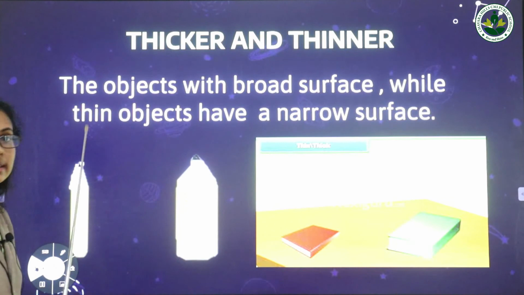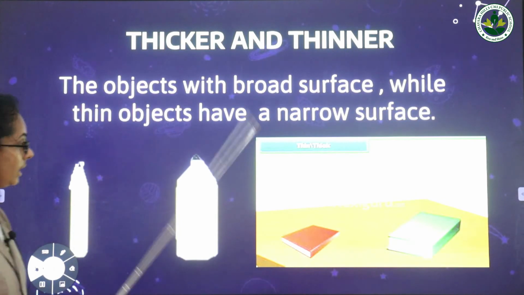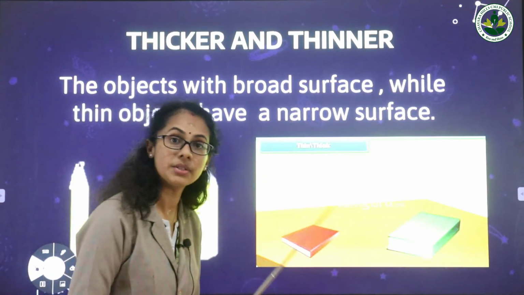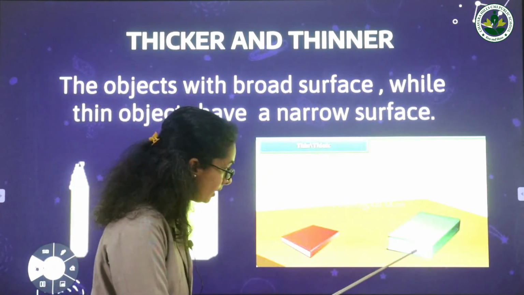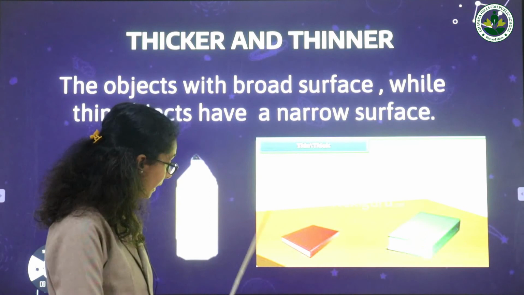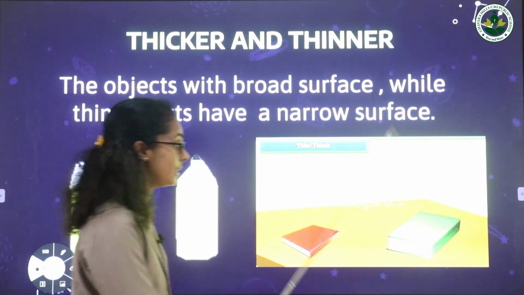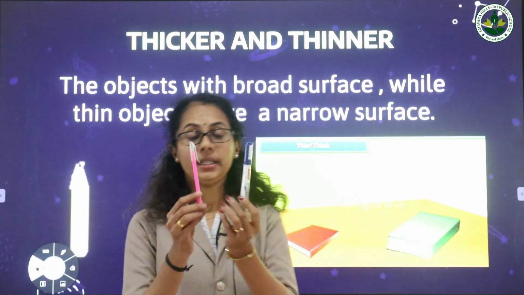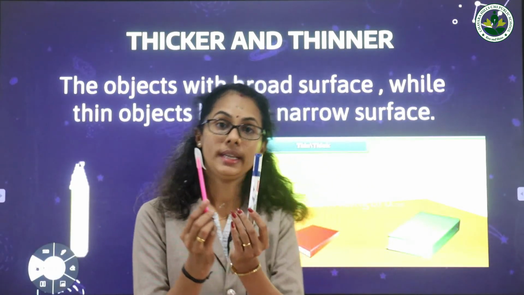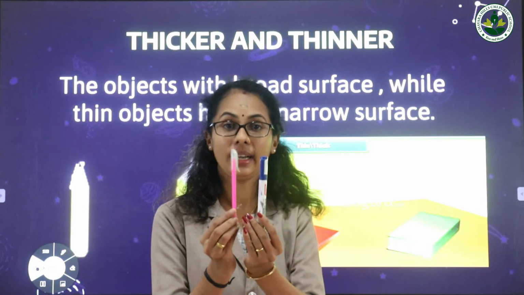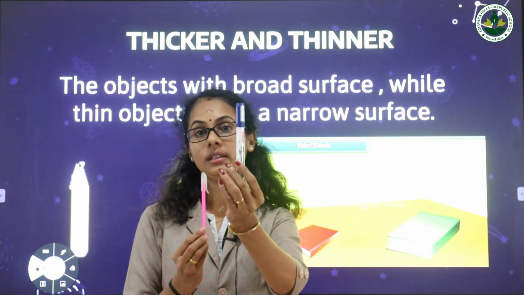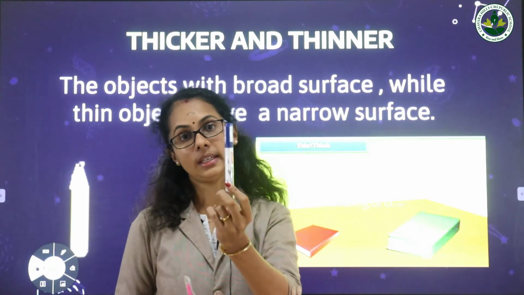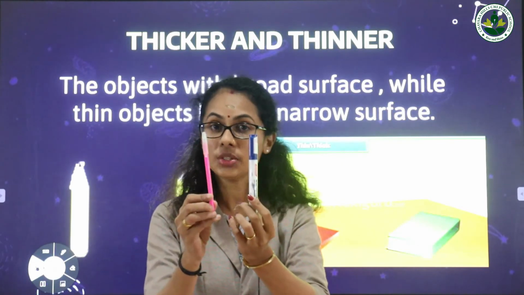Then thickest and thinnest. Compare these two books, which one is thicker and which one is thinner? This one is thicker and this is thinner. This is the thickest one and this is the thinnest one. Compare these two pens, which one is thicker and which one is thinner? This is thicker and this is thinner. This is the thickest one, this is the thinnest one.